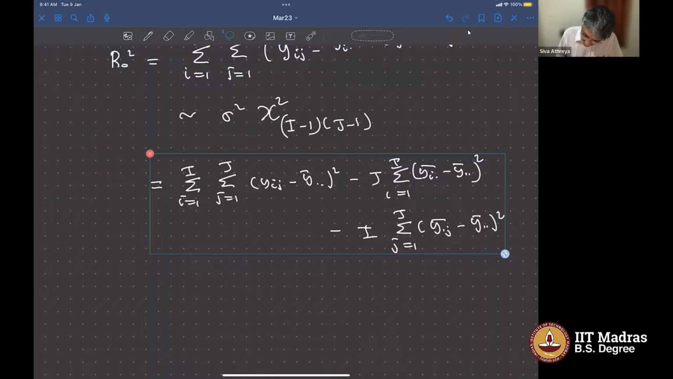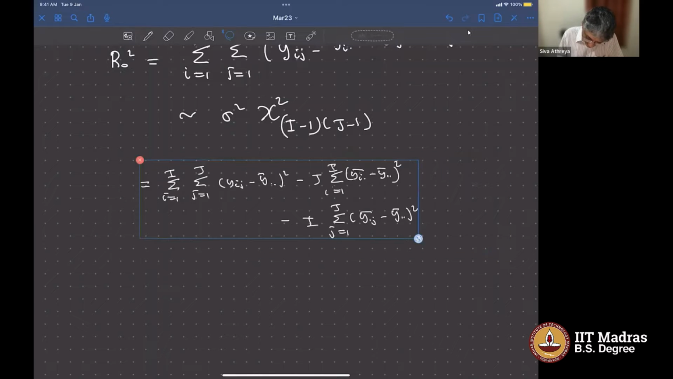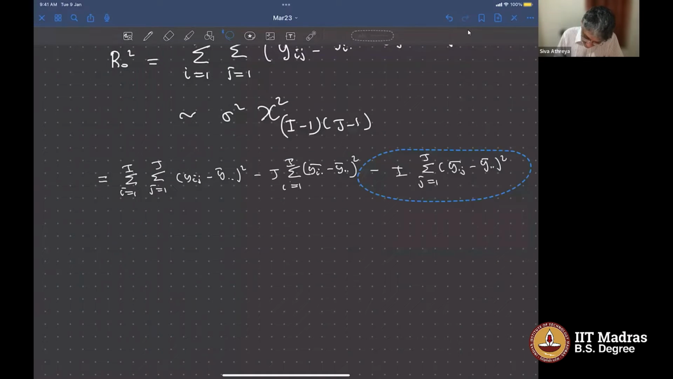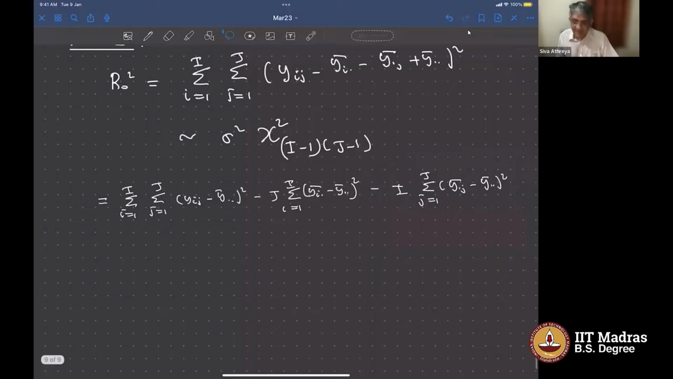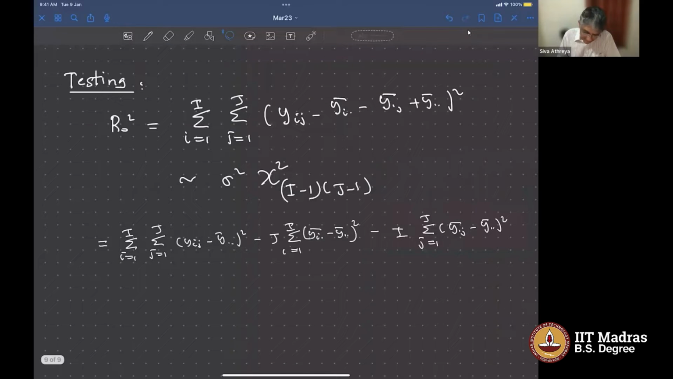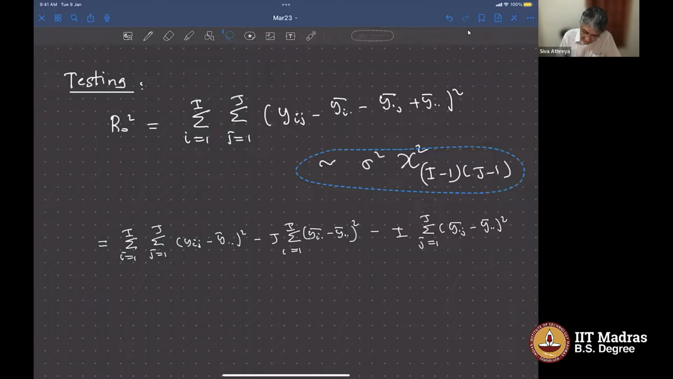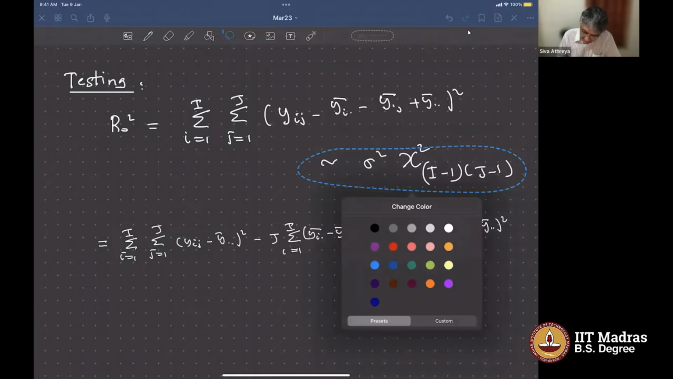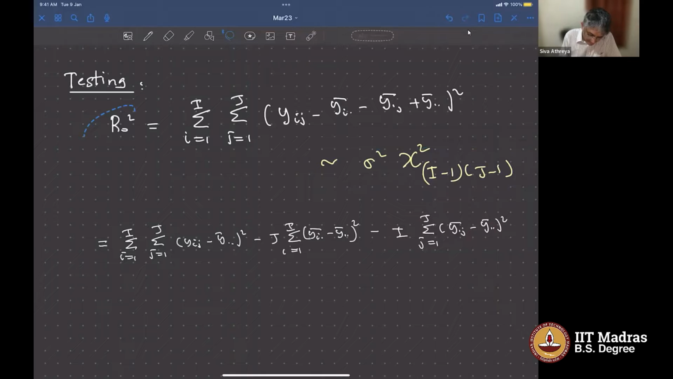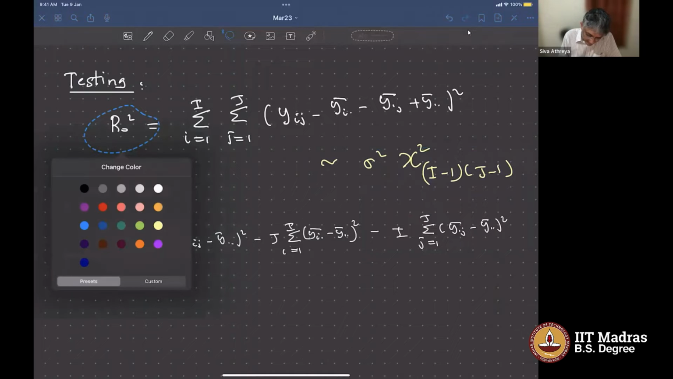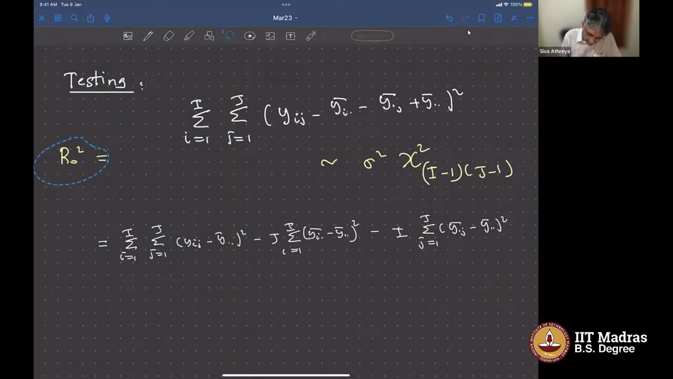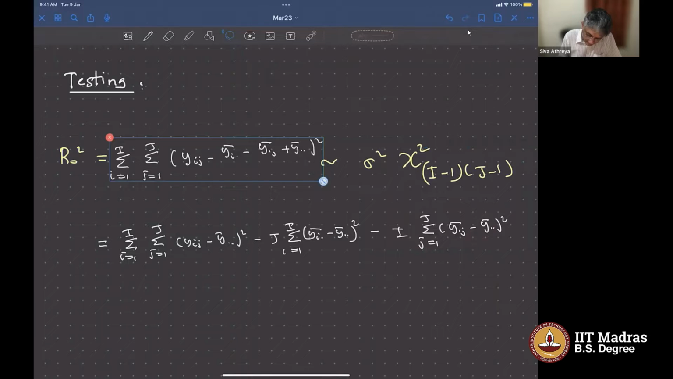It's a simple exercise to check that this is the same as this. So both these are the same, and both are distributed as the same quantity, the chi squared. That's the distribution of R naught squared. Very nice.